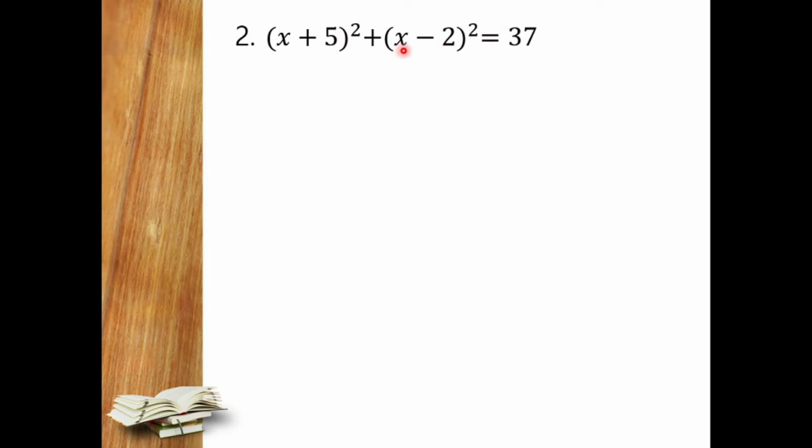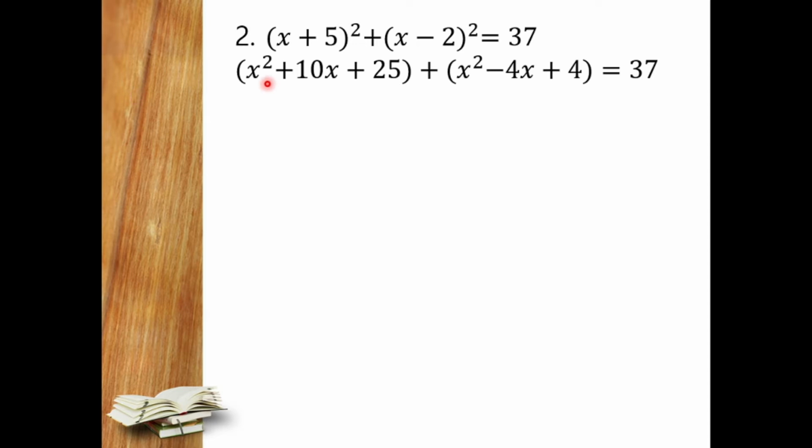So, we square the first term. Then, since we are going to get the product of 2 times a and b, so times x and negative 2, and then square the last term, negative 2. Then we just copy down 37. So therefore we have x squared plus 10x plus 25 plus x squared minus 4x plus 4 is equal to 37. So let's redo this, x plus 5 squared.